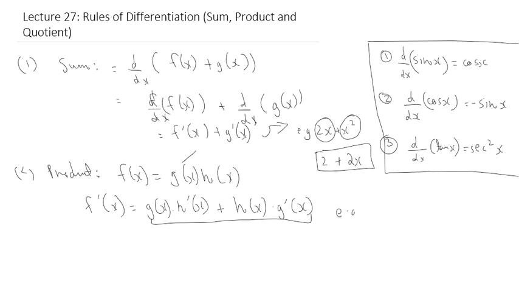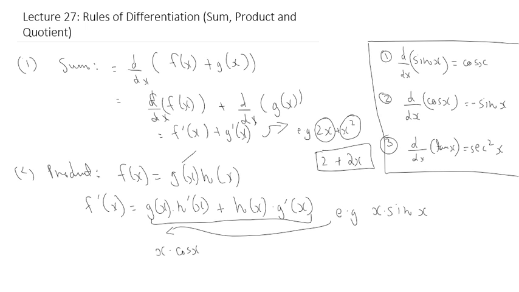If you have an example, it would probably be something like x times sine x. If you were to try to evaluate this, you'd use this rule exactly. Let's try that for a second. You have x over here times sine x, right? So what's the differential of sine x? According to this rule over here, you can say we get cosine x, right?